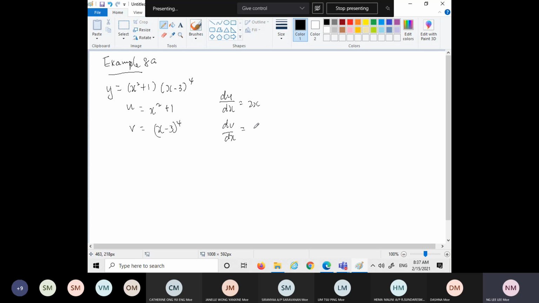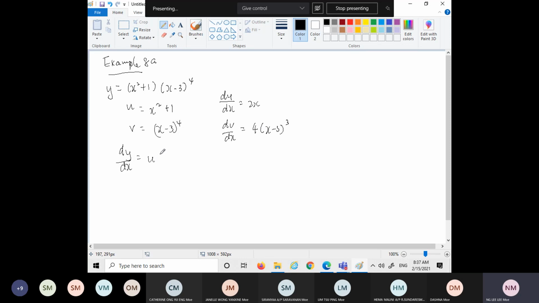The second expression, same thing, I'm going to differentiate it. I bring down the power, 4, (x minus 3), the power minus 1. 4 minus 1 is 3. Then I differentiate the inside and I get 1, so I don't write it, I just leave it. If using the product rule, dy/dx is equal to, I write it out.